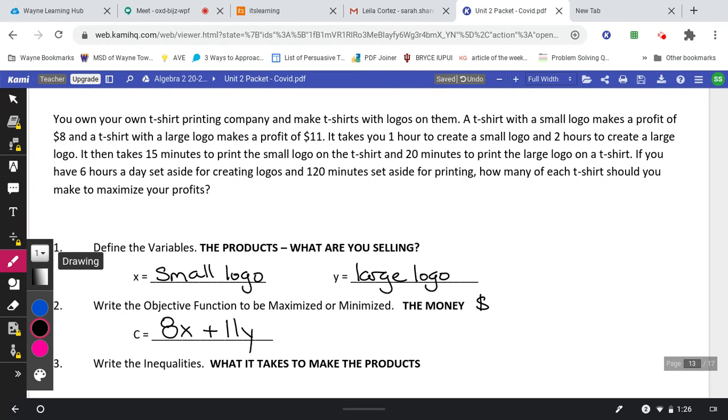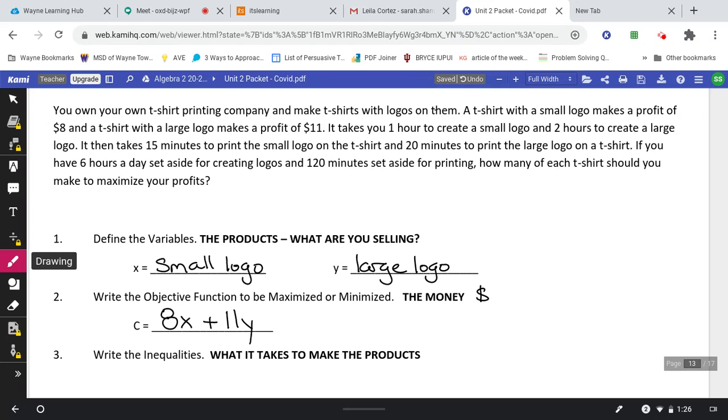All right, the next part is what it takes in order to make these products: what it takes to make a small logo t-shirt and what it takes to make a large logo t-shirt. So you just skim through the paragraph and you should notice 2 words, 2 processes that you would need in order to make the products. The first one I see is create. So you actually have to create the logo. There's another word I see, create, right?